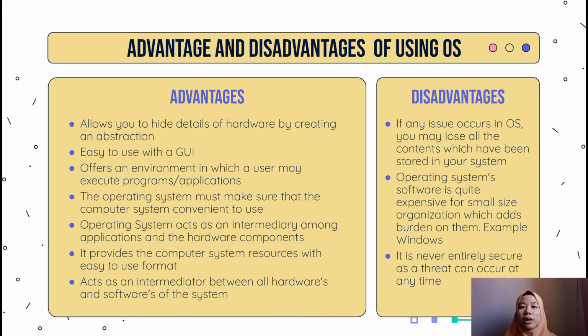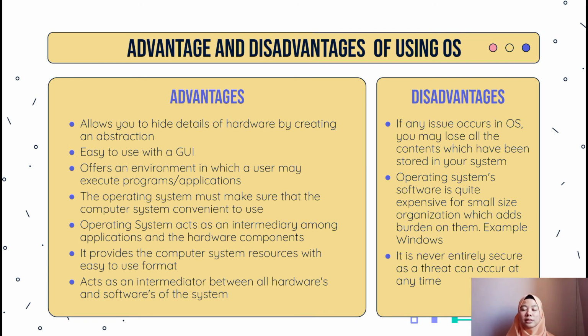One, allow you to hide details of hardware by creating an abstraction. 2. Easy to use with a GUI. 3. Offers an environment in which a user may execute programs or applications. 4. The operating system must make sure that the computer system is convenient to use. 5. Operating system acts as an intermediary between application and the hardware components. 6. It provides the computer system resources in an easy-to-use format. And the last is it acts as an intermediary between all hardware and software of the system.